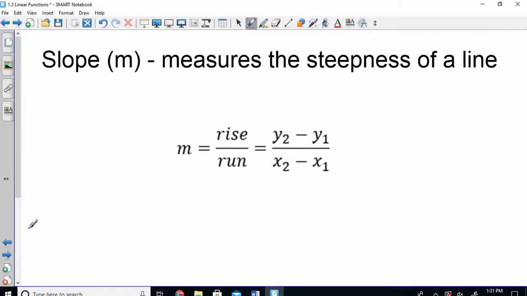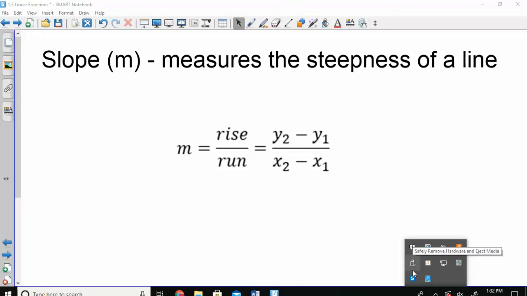And on the graph we think of it as rise over run. Or if I gave you two points, it's the change in y over the change in x: y sub 2 minus y sub 1 over x sub 2 minus x sub 1. Okay, what's the slope of a horizontal line?